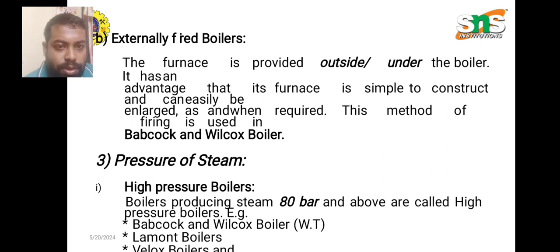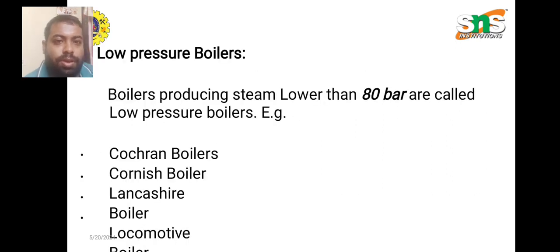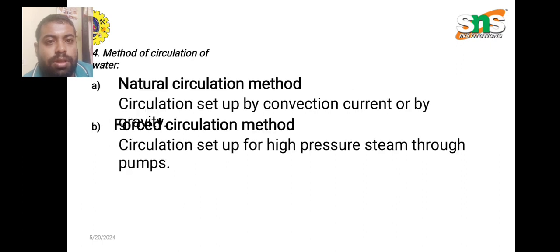Pressure of steam. High pressure boilers: boilers producing steam of 80 bar and above are called high pressure boilers. Example: Babcock and Wilcox boiler, Lamont boiler and Velox boiler. Low pressure boilers: boilers producing steam lower than 80 bar are called low pressure boilers. Example: Cochran boiler, Cornish boiler, Lancashire boiler and locomotive boilers. These are some of the examples of low pressure boilers.